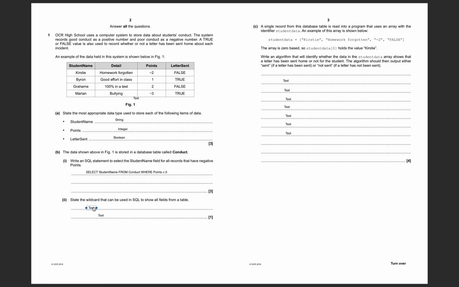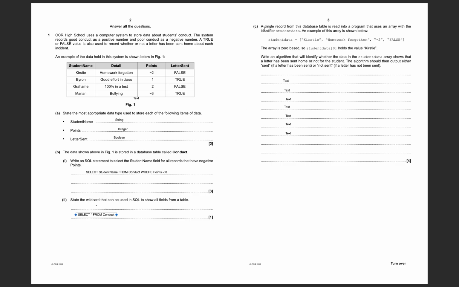It says state a wildcard that can be used in SQL to show all fields from a table. Now, if you were to have the SQL statement to show all fields from the above table conduct, you'd write select star from conduct. And the wildcard is the star symbol. So here, this is the wildcard star. And I've just put select star from conduct here, so you know the context of this wildcard.